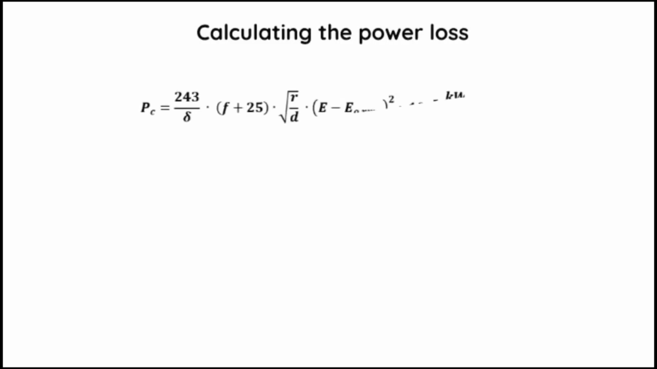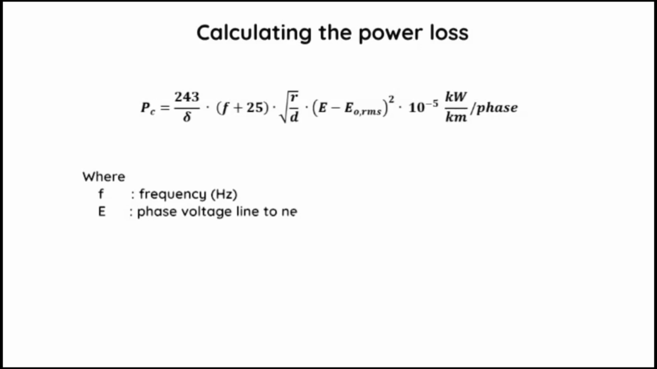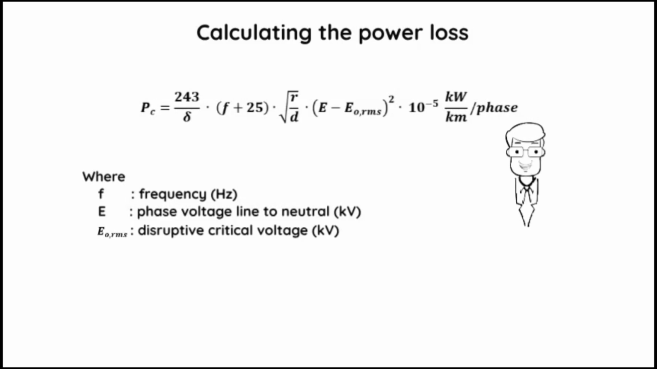It is important to calculate the theoretical power loss expected due to corona discharge. The power loss can be calculated by this empirical formula. Here, F denotes the frequency in hertz, E denotes the phase voltage in kilovolts, and E0 RMS denotes the disruptive critical voltage in kilovolts.